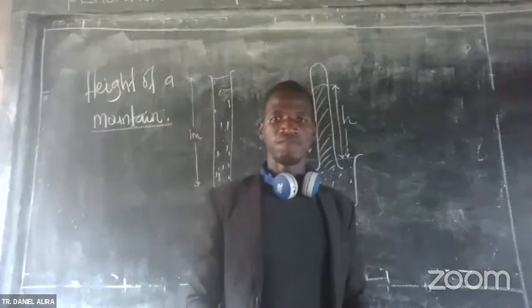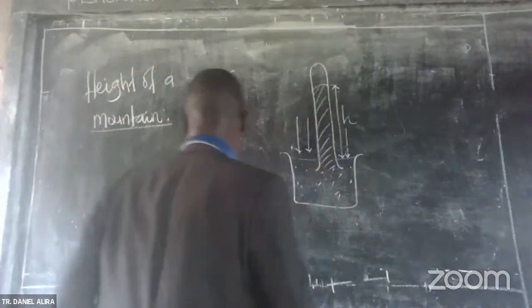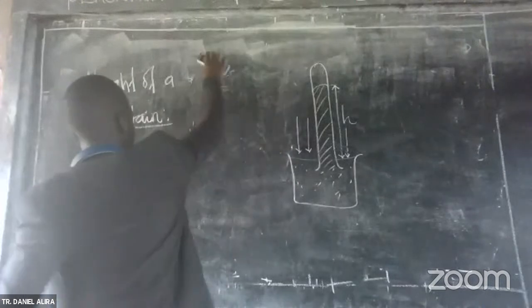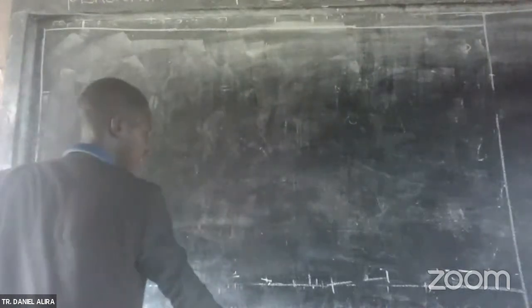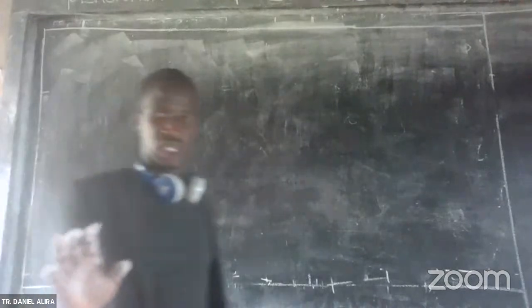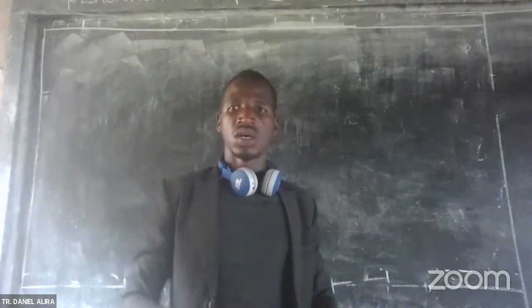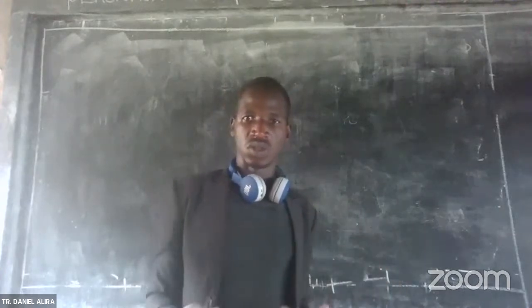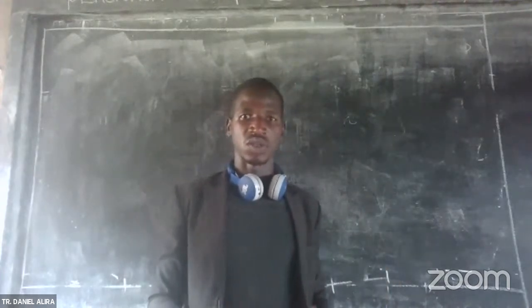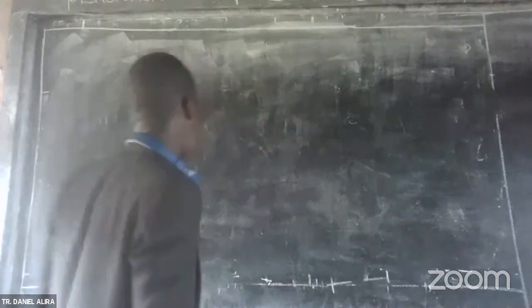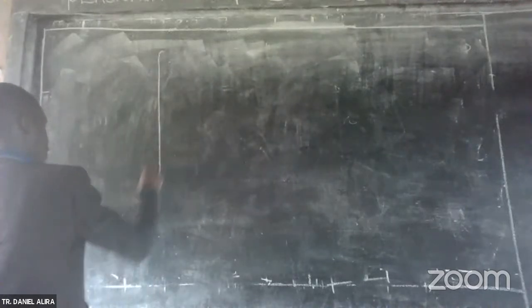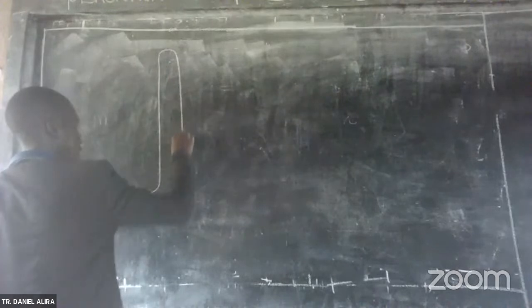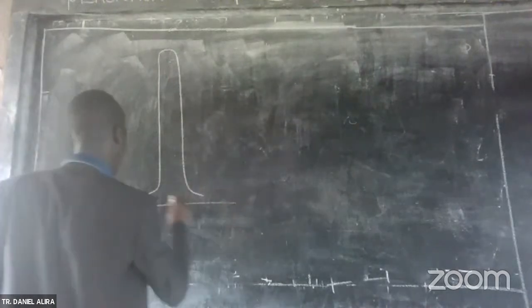So we are saying that a barometer can be used to measure atmospheric pressure. How does it work? I want you to see here very well. How do you use a barometer to measure the height of a mountain? So I'll get my mountain here. Let's say this is my mountain. Or why not Mount Kilimanjaro? I don't know.